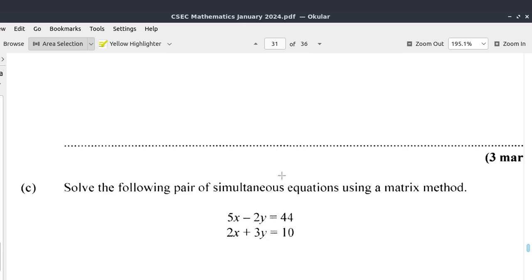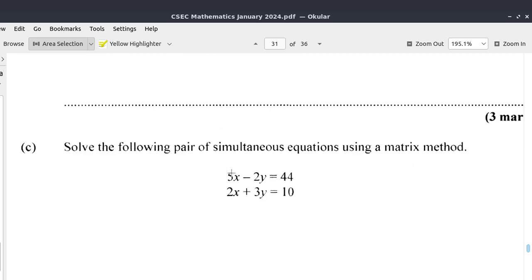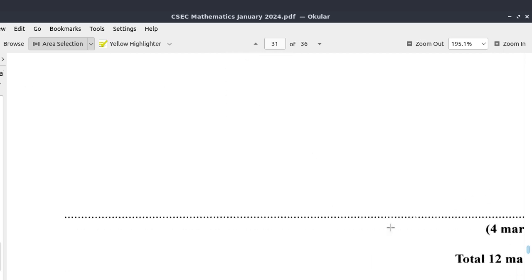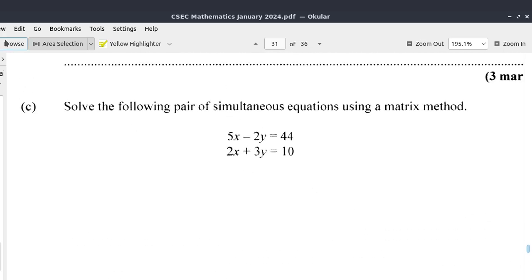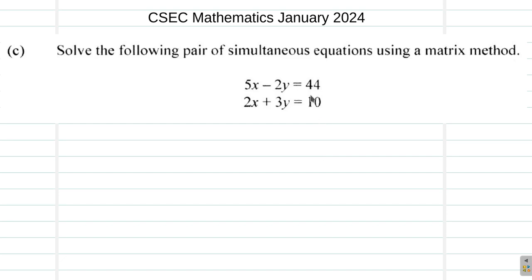Part C of question 10 of the January 2024 CSEC Mathematics paper. They said solve the following pair of simultaneous equations using a matrix method. We have 5x minus 2y equals 44, 2x plus 3y equals 10. 4 marks for that. Now I had copied and pasted it over here already.